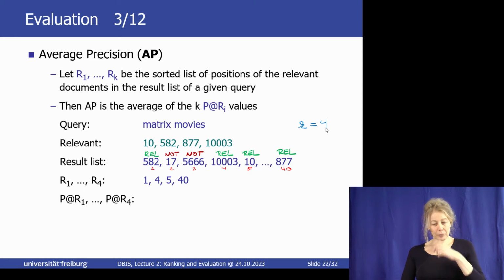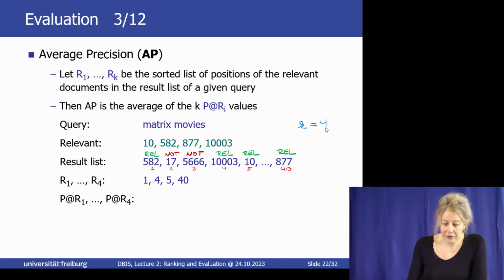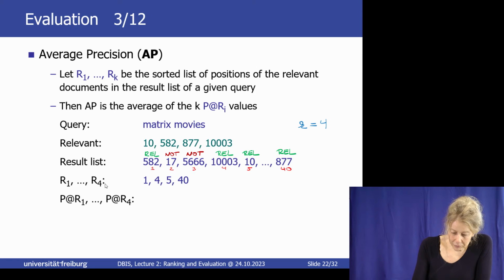And now you tell me, I just compute the precision from the previous slides at each of these. You can compute the precision at every rank. I compute it at 1, 4, 5, and 40. And you tell me what it is. What's the precision at 1 for this list? 100%. That's 100% correct. What's the precision at 4? 50%, yeah, 2 out of 4, that's correct.